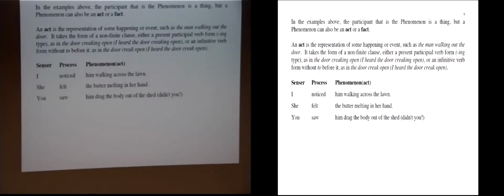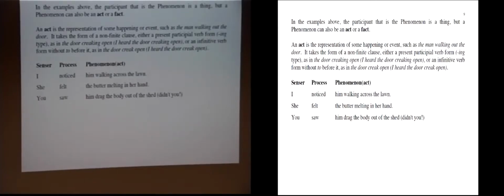So in terms of the act, it's a representation of some kind of happening or event, like the man walking out the door. So if I say, I noticed him walking across the lawn, or I noticed him walking out the door, again, I have a mental representation of this act in my head. So that's what it means to say, I noticed him walking out the door. It means there's a mental representation of him walking out the door.